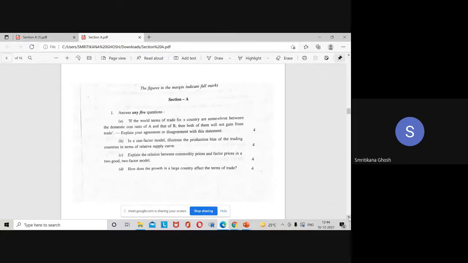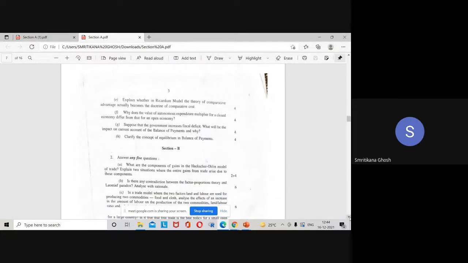That's all. Question B. In the one factor model, illustrate the production bias of the trading countries in terms of relative supply curve. Again, you have to draw the relative supply curve. Simple. Explain the relation between the commodity price and factor price in the two good two factor model, that is one-to-one correspondence between W by R and PX by PY. How does the growth in a large country affect the terms of trade? I discussed it already, how the growth of the rest of the world is affecting the domestic country.